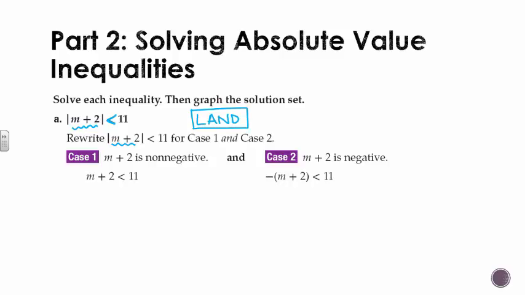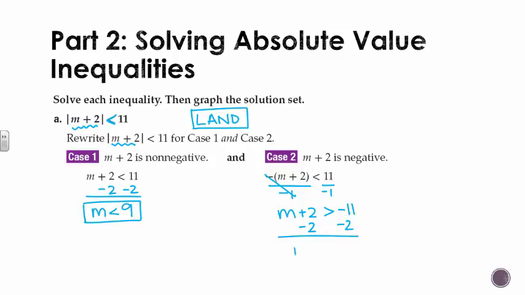So we solve this one. This is nice and easy to solve. We get that we want all the m's that are less than 9. And this one here, because it could be negative, we have a negative being multiplied by all this stuff, so we're going to divide by -1. And remember, when we learned inequalities, that when you divide by a negative, you have to change the sign around. And then it becomes something easy to solve.